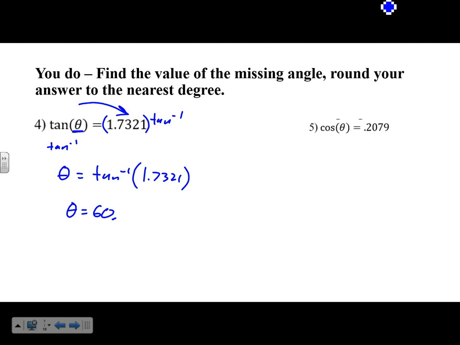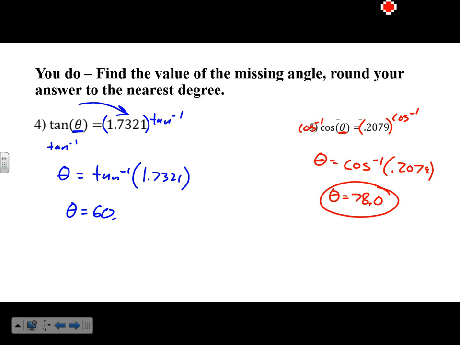So same thing over here with cosine. Well, I want to know what that theta is, but to get that variable, that theta all by itself, we need to cancel out cosine. So I need to take the inverse cosine of both sides. So theta is equal to the inverse cosine of 0.2079, and so we put that in our calculator. That gave us theta is 78.000. And actually it says round your angle to the nearest degree, so I could just say that's 78, and I said that was 60, so perfect.